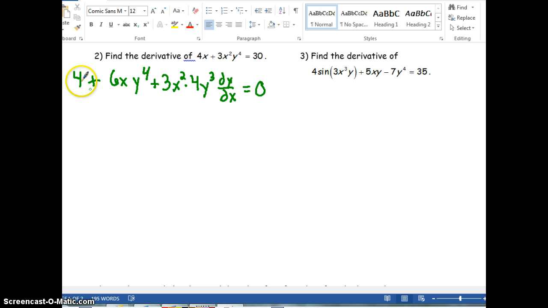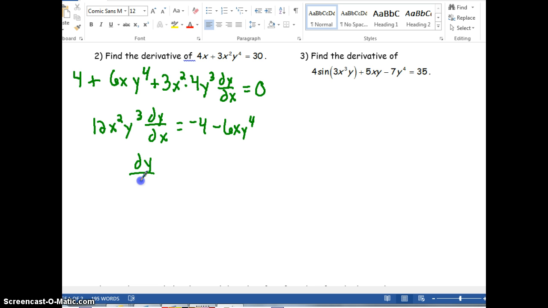All right, I'm going to rewrite this. I'm going to bring my 4 and my 6x y to the fourth over to the left side. I'm going to combine these terms here to be a 12x squared y to the third dy over dx is equal to negative 4 minus 6x y to the fourth. Now I'm going to divide by my 12x squared y to the third, so dy over dx here is going to equal negative 4 minus 6x y to the fourth, all over 12x squared y to the third.